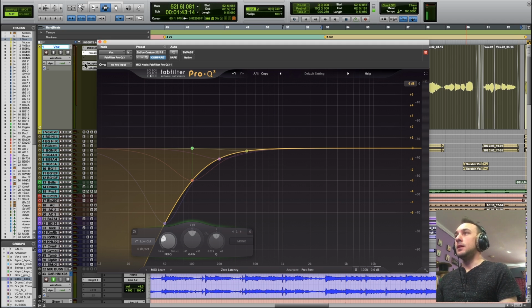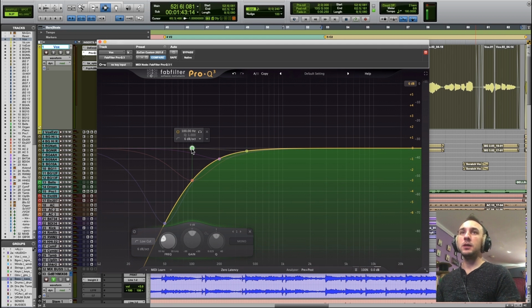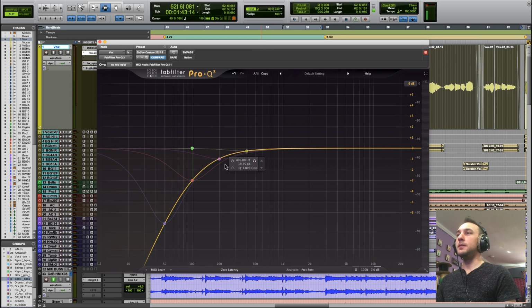Let's take a look at Pro Q3. I have a high pass filter here. We call it a high pass filter because it lets the high frequencies pass. And yes, it does cut the low frequencies, not by attenuating certain frequencies, by filtering them. Let's take a closer look.